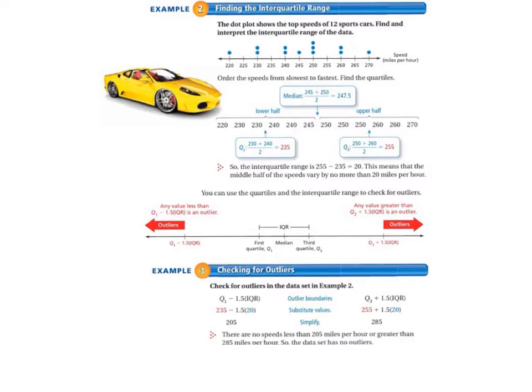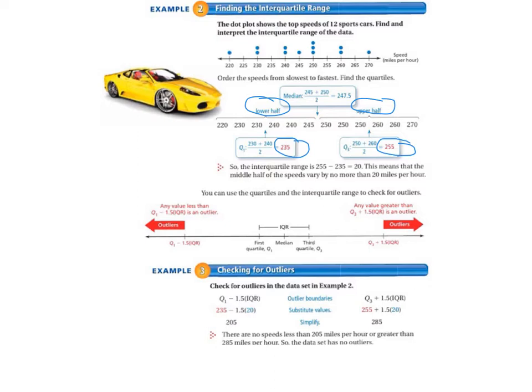So if you remember from yesterday's activity, you find the quartiles by finding the median first, and then you find the median of the lower half of the data and the median of the upper half of the data. So the median of the lower half of the data is called the first quartile, and that is 235, and the median of the upper half is called the third quartile, and that's 255.